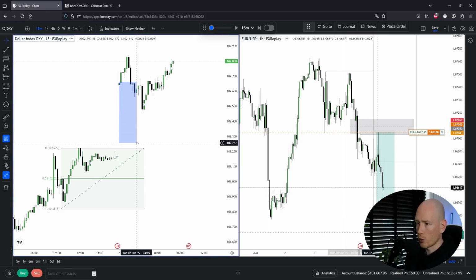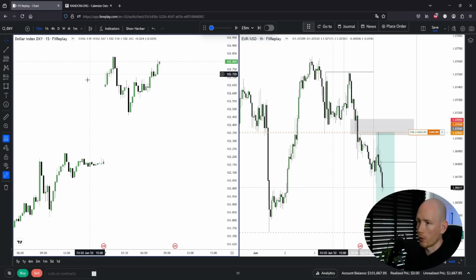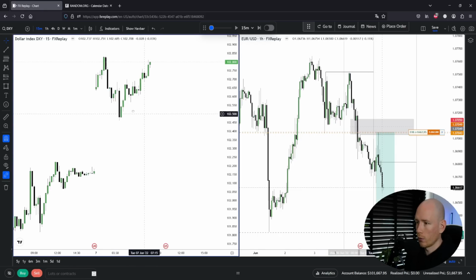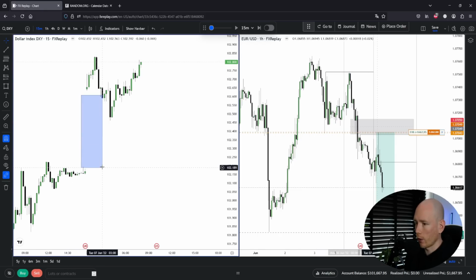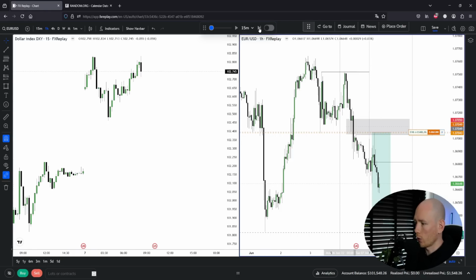I don't know. Look at DXY. It just gapped up for some reason. I don't know why it was delayed. It's fine. Yeah, we're just going to disregard it. Probably they lack some data here or something. Right, so let's just let this trade play out, see if we can get the target.